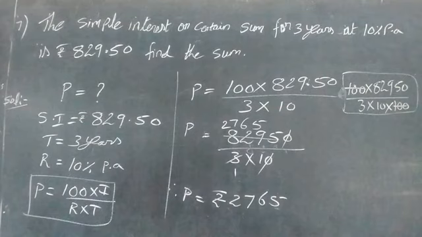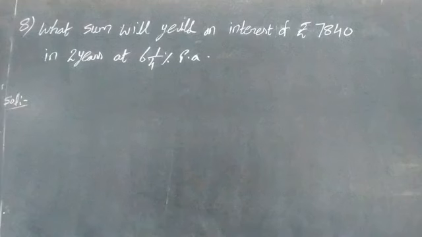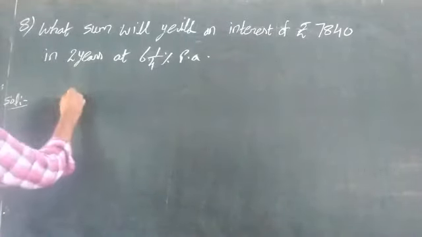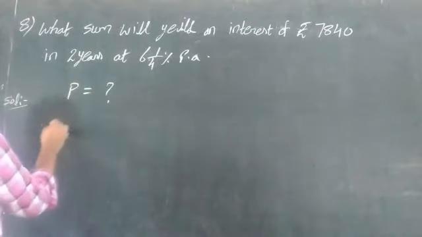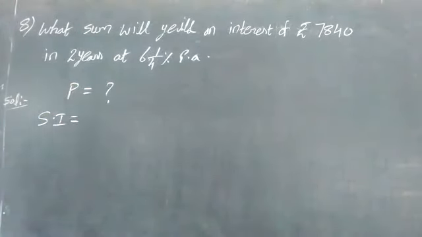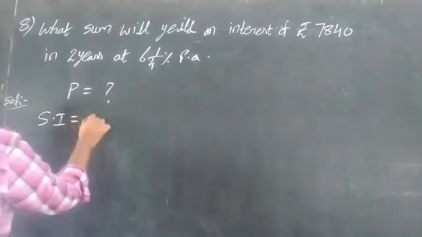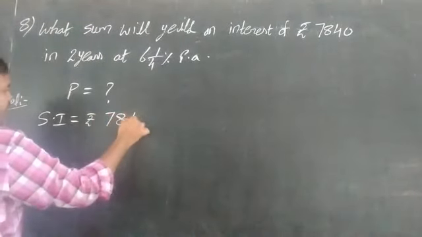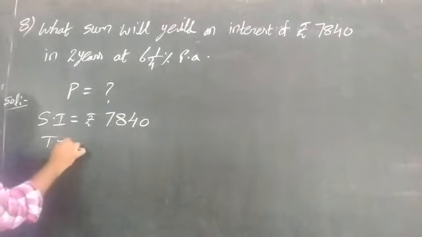And the next sum is the eighth sum. What sum will yield an interest of rupees 7,840 in 2 years at 6.12% per annum? In this question, what sum means P is equal to question mark. Simple interest is given for us: rupees 7,840. And the time is given as 2 years.